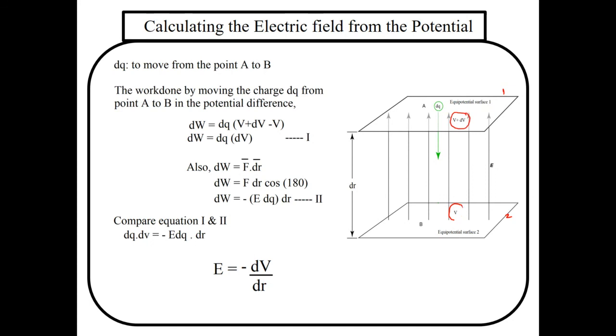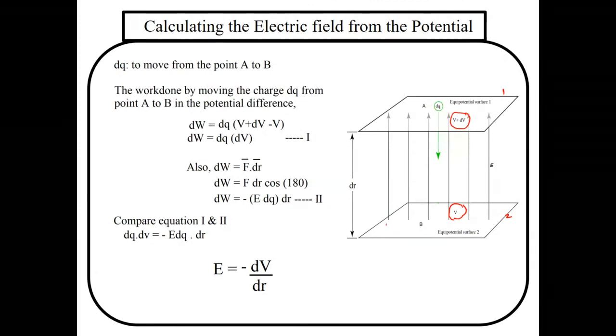So I told you already, each and every layer has its own different voltage, its own potential. According to this picture, my second layer has the potential V, and my first layer has the potential V plus dV. I have these two potential surfaces and I am going to choose two points, one from each layer. Point A from the first layer, point B from the second layer. Now I am going to take one small charge dq, and I am going to take this dq from A to B.